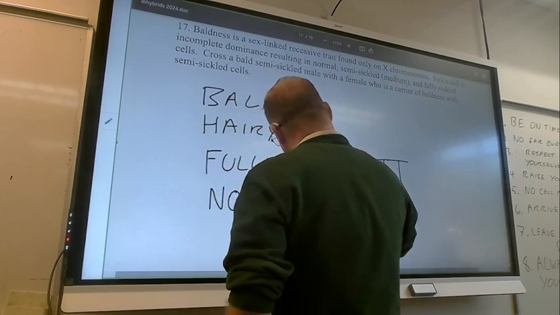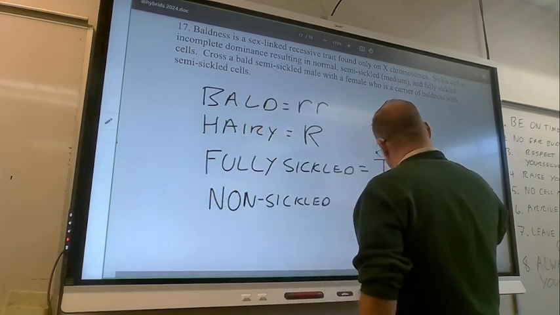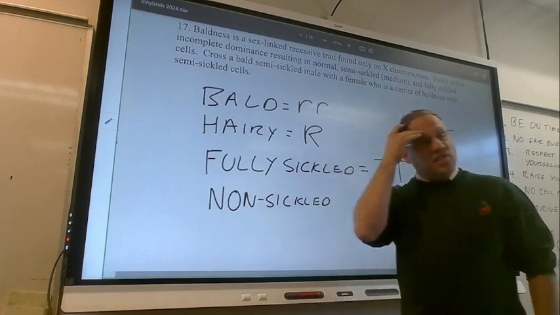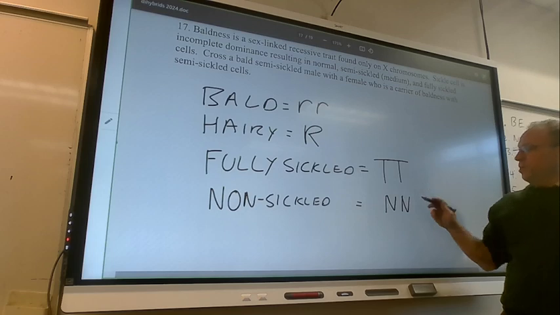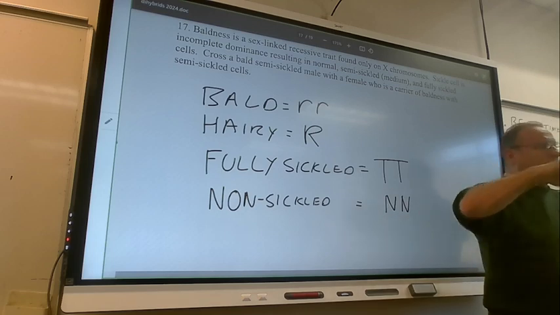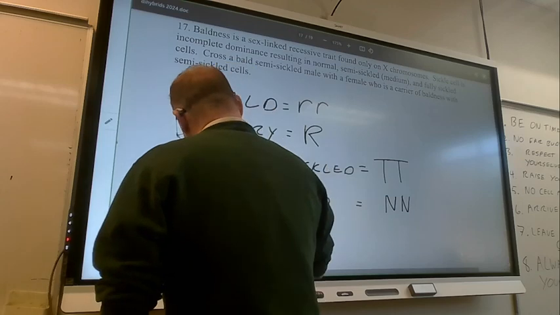Non-sickled. I use that. Semi-sickled is sickled, and then semi. So if this is like red paint and this is like white paint, we mix them together, you make pink. So we need the pink. Right. Semi.